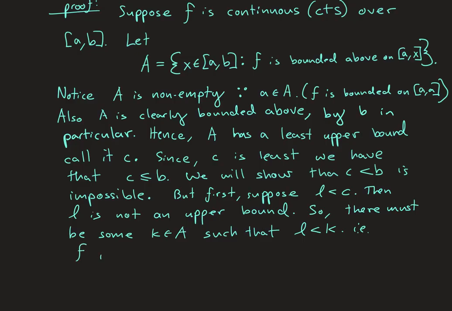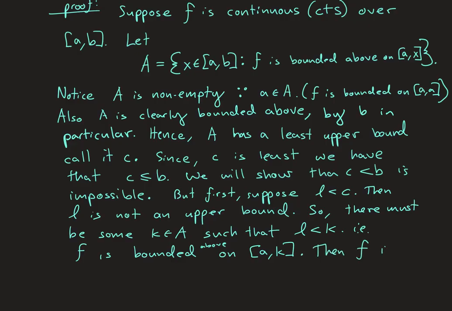F is bounded on the closed interval A to K. That's what the defining property of being a member of A is. F is bounded on the closed interval from A to K. That's what this says right here. If you are a member of this set, then F is bounded above on the closed interval A to K.